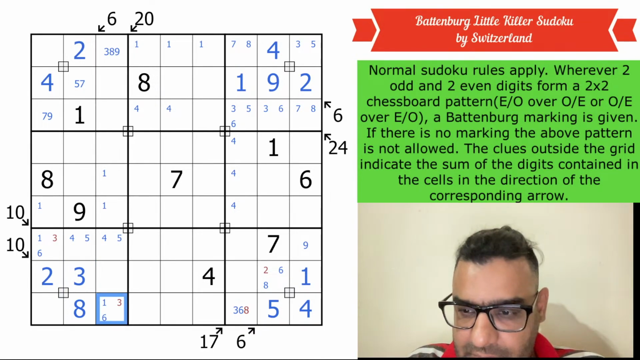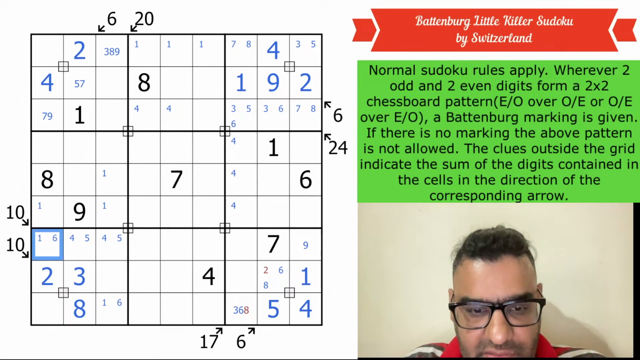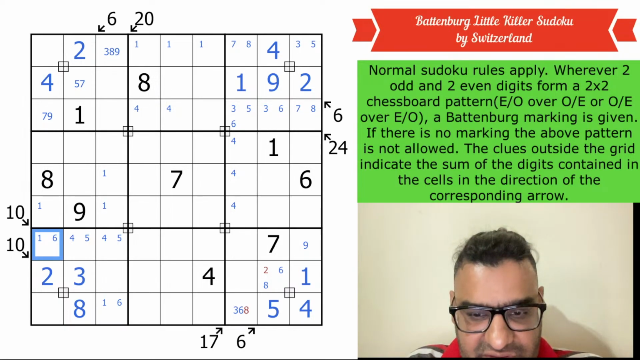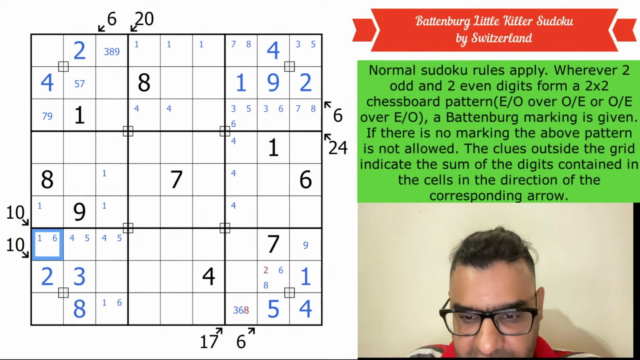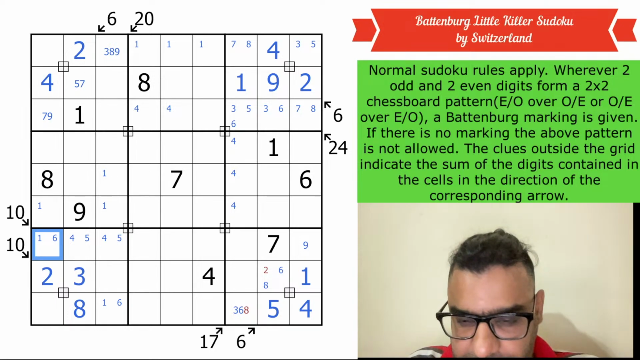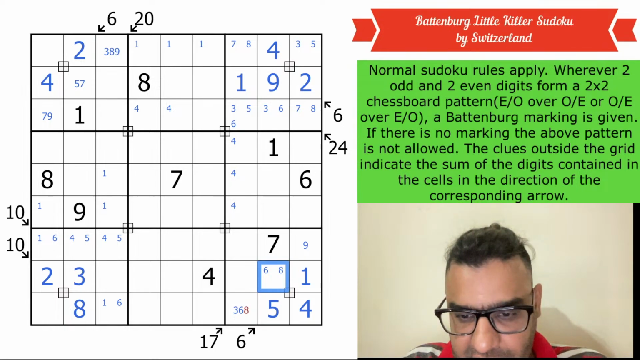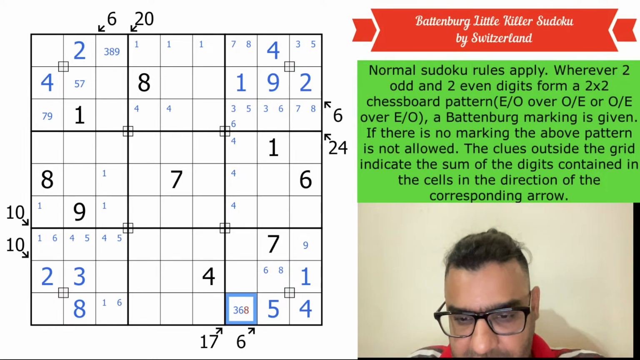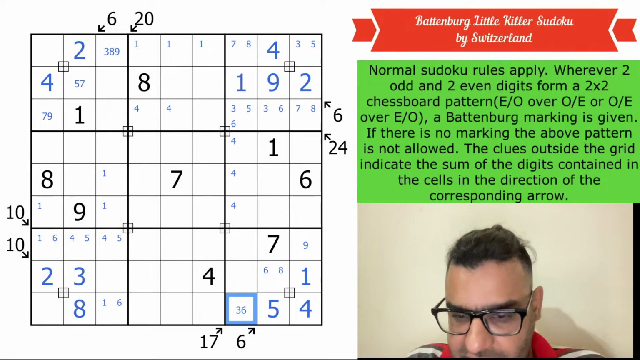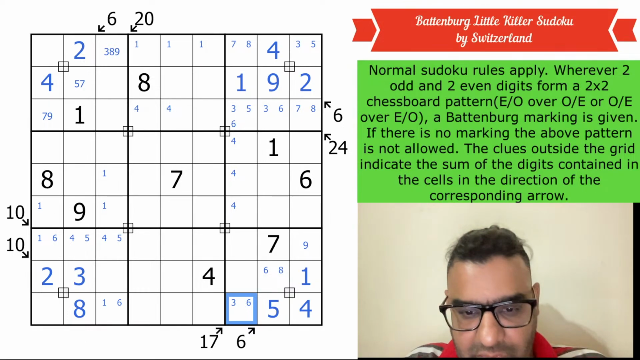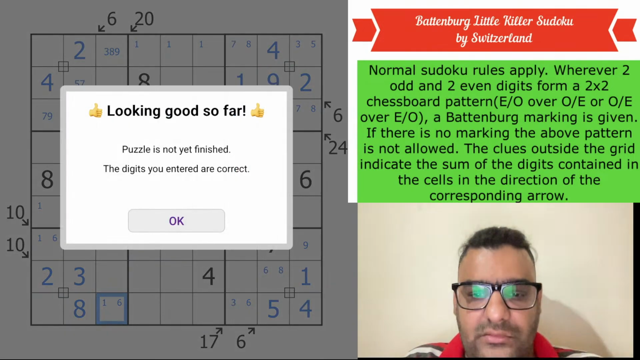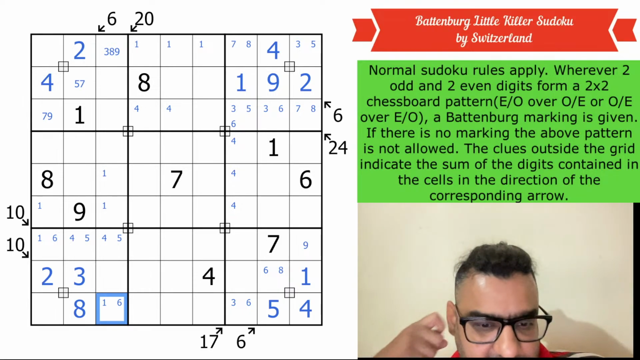So now we know 3 is not there. It is either 1, 6 in both places. So if we check here, 2 cannot be here. If we check here, 8 cannot be here. It would be 3 and 6, only 3 or 6. If I check now, digits are correct.